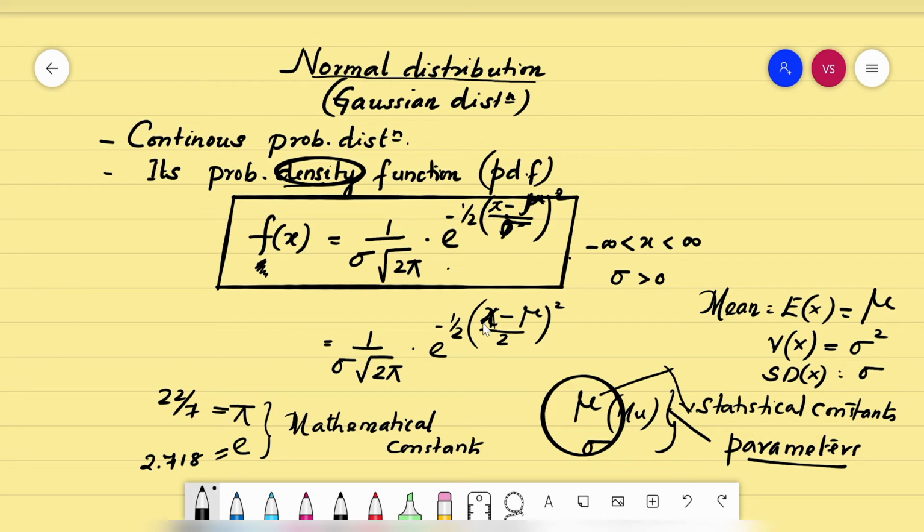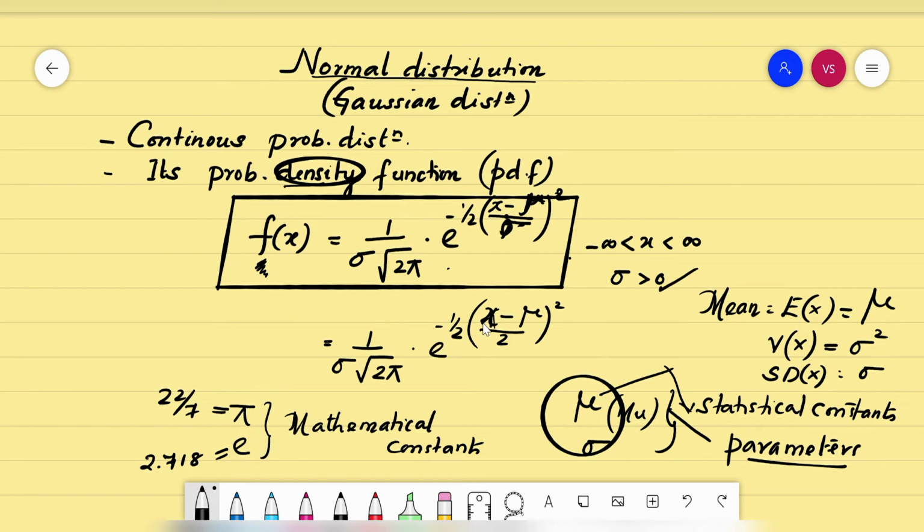That is the reason why we take it as f of x is equal to 1 upon sigma into root 2 pi into e raised to minus half into x minus mu upon sigma the whole square, where the range of x is from minus infinity to plus infinity, and sigma will always be a positive value.